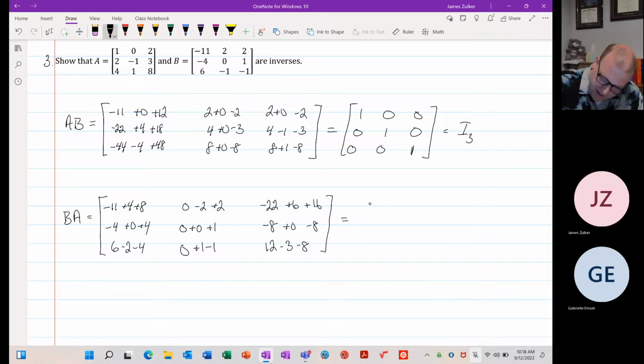All right, negative 11 plus 4 plus 8 is 1. Then we get negative 2 plus 2. Negative 22 plus 6 plus 16, 0. Negative 4 plus 4 is 0. 1. Why did I put a minus 8 there? That should have been a plus 8, right?